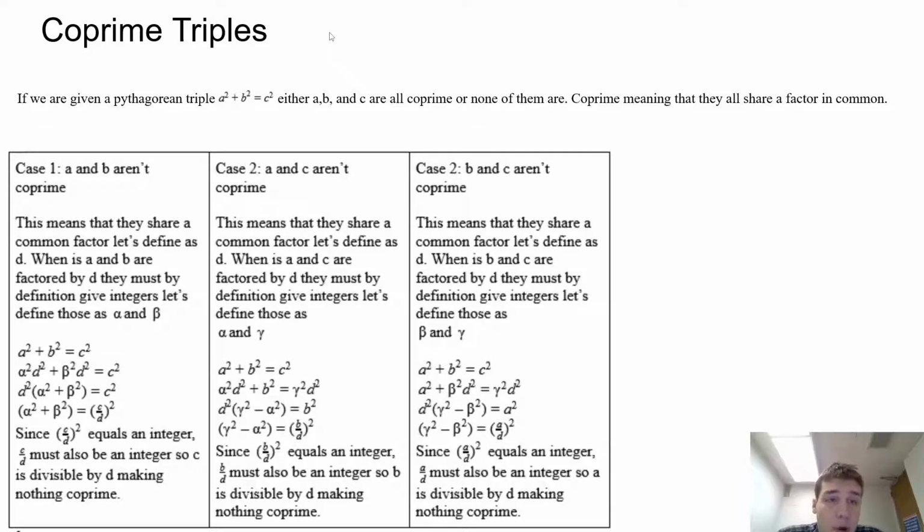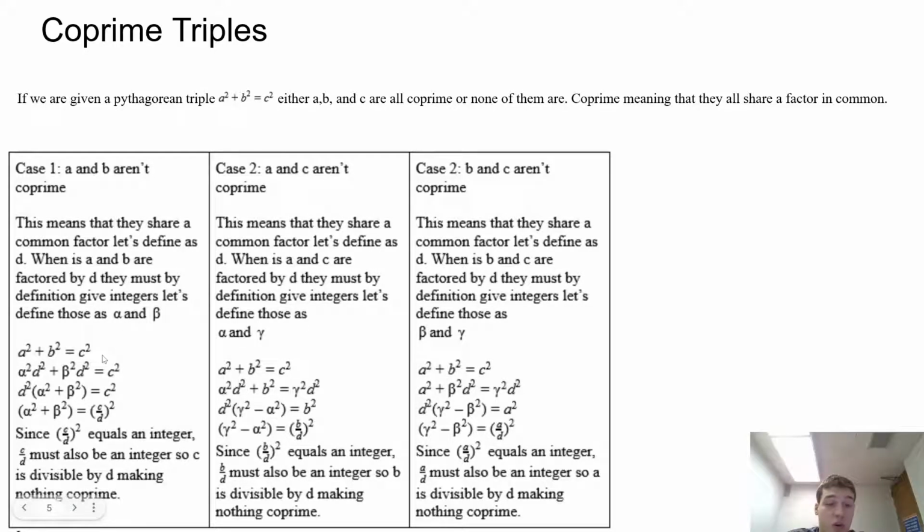Now, let's go on about coprime triples. So if we are given a Pythagorean triple a squared plus b squared equals c squared, either a, b, and c are all coprime, they share no common factors, or none of them are coprime, and they all share a common factor. So let's say a and b aren't coprime. This means that they share a common factor. Let's just say that's d. When a and b are divided by d, they must, by definition, give integers since they are divisible by d. Let's define them as alpha and beta. So a over d is now alpha, and b over d is now beta.